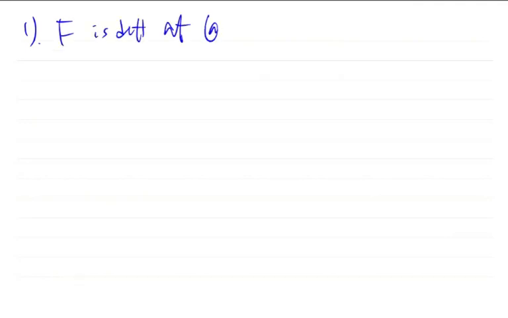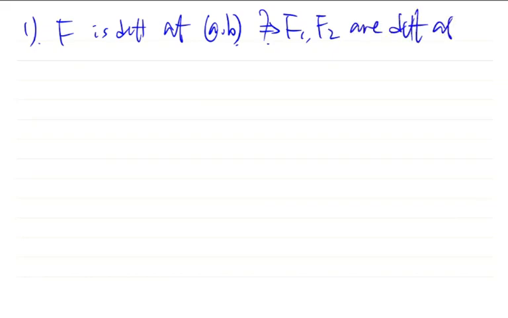We prove the first part of our proposition. The condition is that F is differentiable at (a, b). We want to prove that f1 and f2 are differentiable at a and b respectively. This is our mission to prove.